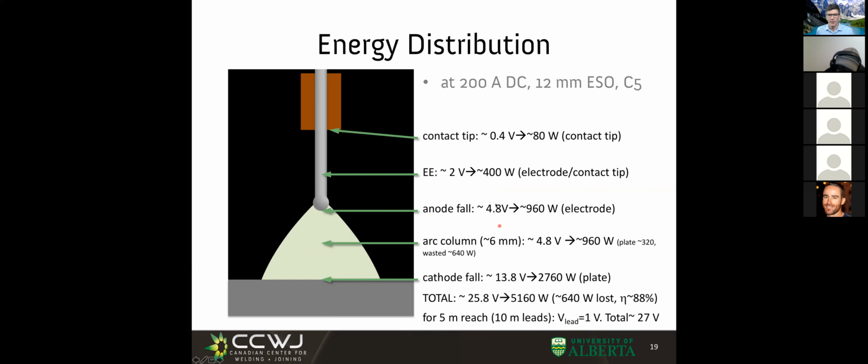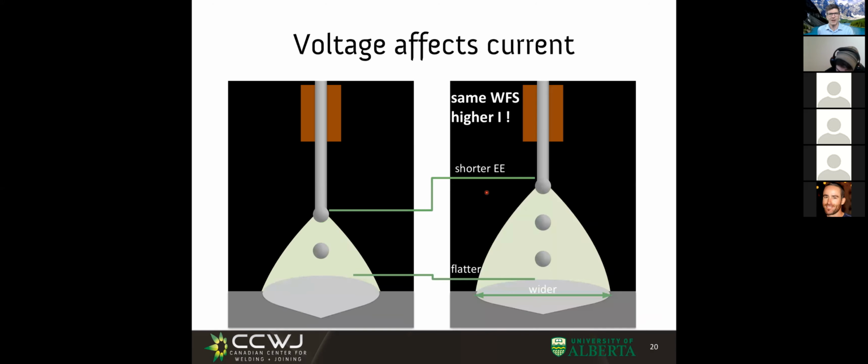The anode fall will be more or less the same, 960 electric watts, give or take. But the electrode extension all of a sudden went from one third of the energy addition to the wire to 3%, right? So steel and aluminum are very different animals. The physics are the same. It's just what the consequences of the physics are.